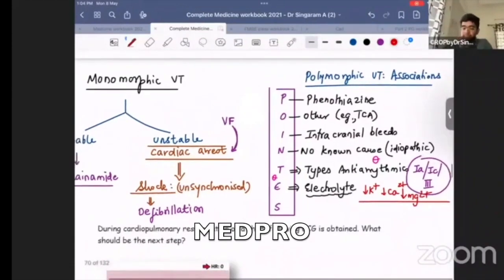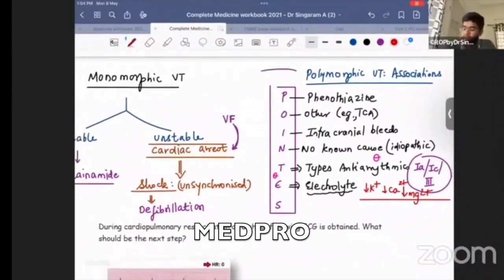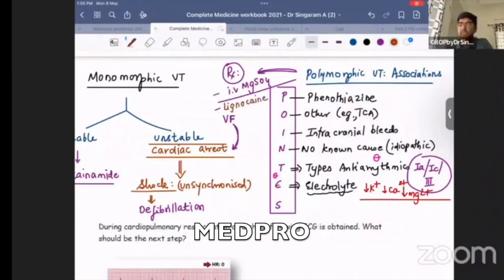That is why in the treatment of polymorphic VT, you know what is the drug which we give? I'm writing: treatment. Any of you know what the treatment is? Intravenously administered magnesium sulfate is the usual treatment we give for polymorphic VT. Are you able to follow? The other drug which can be useful is lignocaine. However, if you want to choose one option for polymorphic VT, please choose the answer as IV magnesium sulfate, intravenous magnesium sulfate. Please don't forget this. Okay.